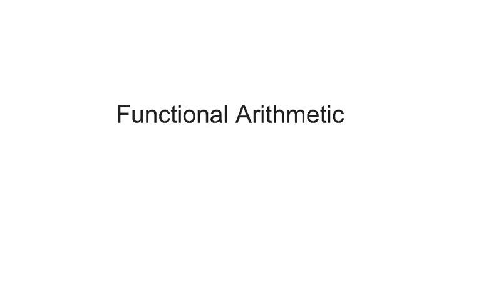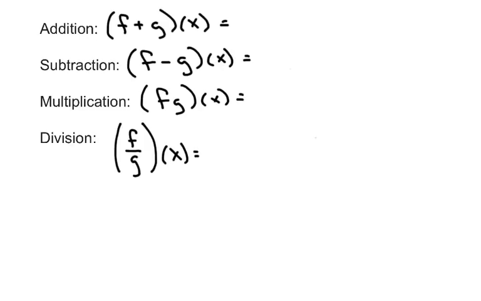Functional arithmetic is really intuitive. If we see notation that says f plus g of x, what it's telling us to do is just take f of x and add it to g of x. Subtraction is the same way. We're going to take f of x and subtract from it g of x.